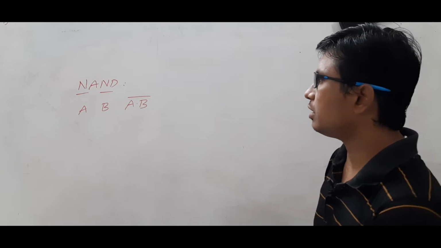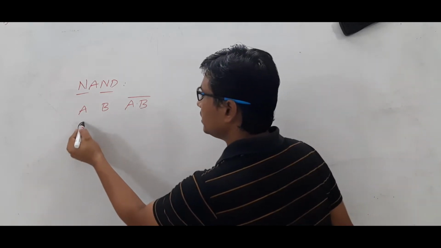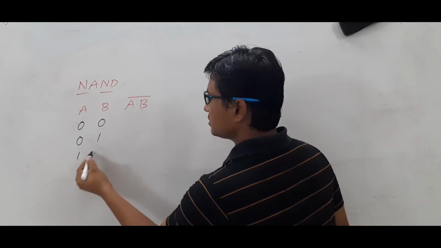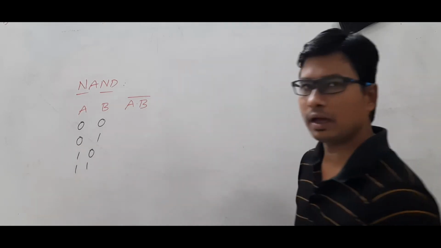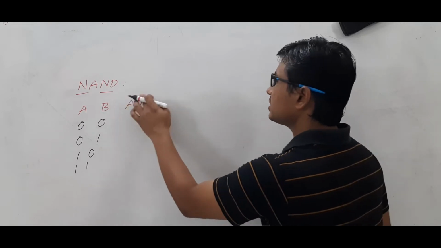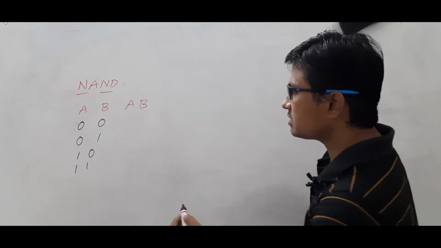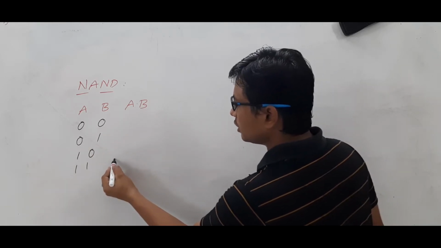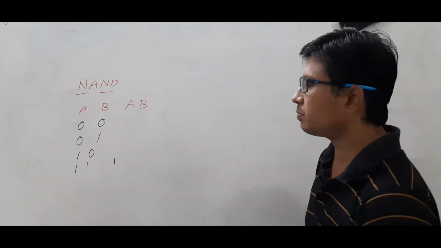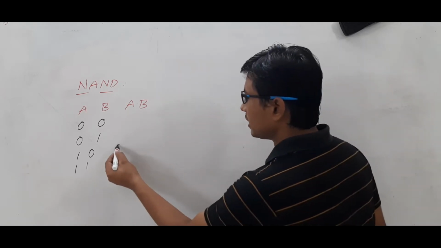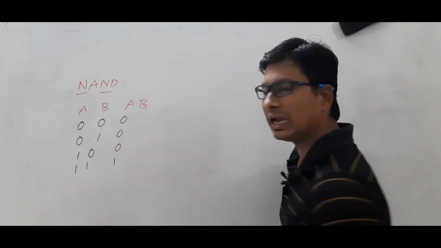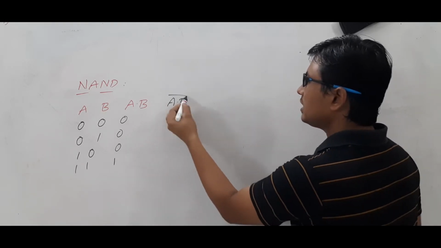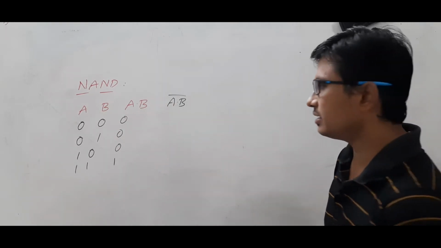So what combinations are possible for A and B? 0 0, 0 1, 1 0, 1 1. First we will see what AND is. What output will AND produce? Whenever both the inputs are 1, AND will produce the output as 1. In other cases, it produces the value 0. Now what will NAND do? NAND is nothing but the complement of AND. Am I right or wrong?